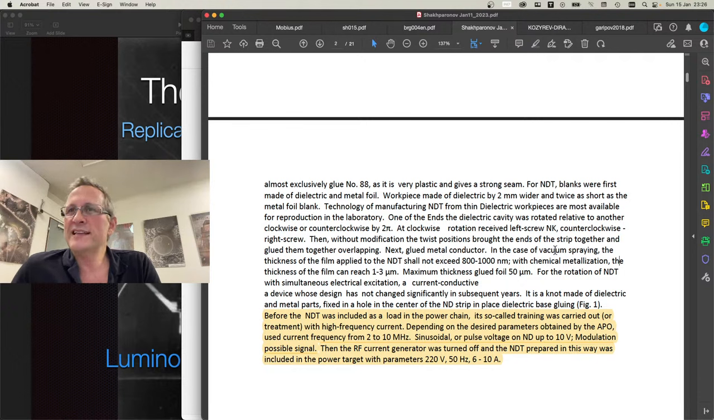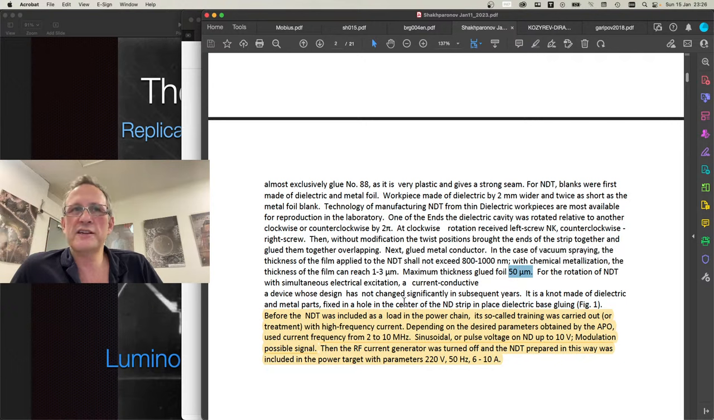Okay, so in the case of vacuum spraying, the thickness of the film applied to the Mobius strip or the generator shall not exceed 800 to 1000 nanometers. Okay, so 0.8 to 1 micron. With chemical metallization, the thickness of the film can reach 1 to 3 micrometers. Maximum thickness for the glued foil is 50 micrometers, so you need to have, I guess, pretty thin foil.